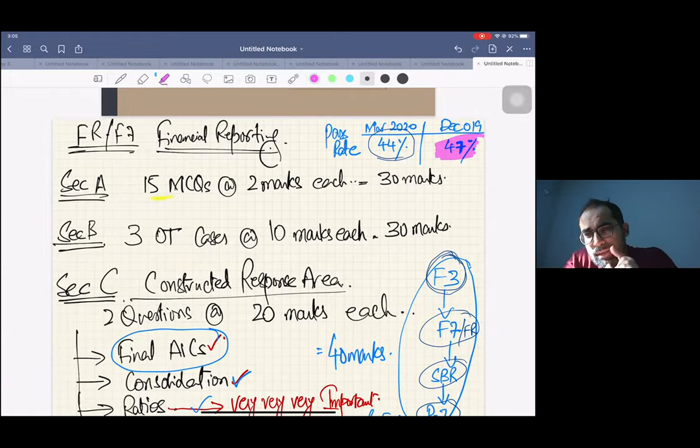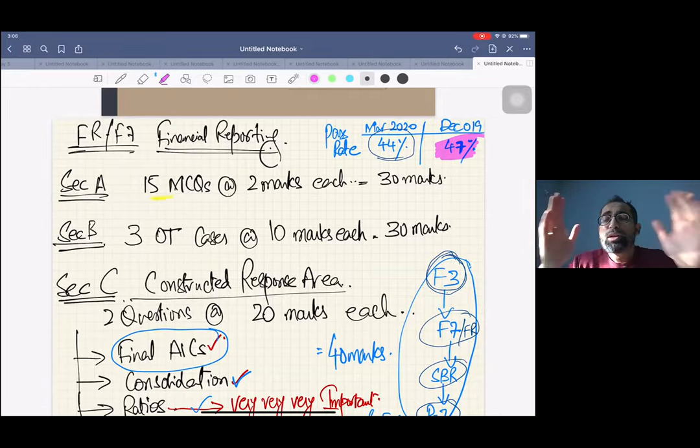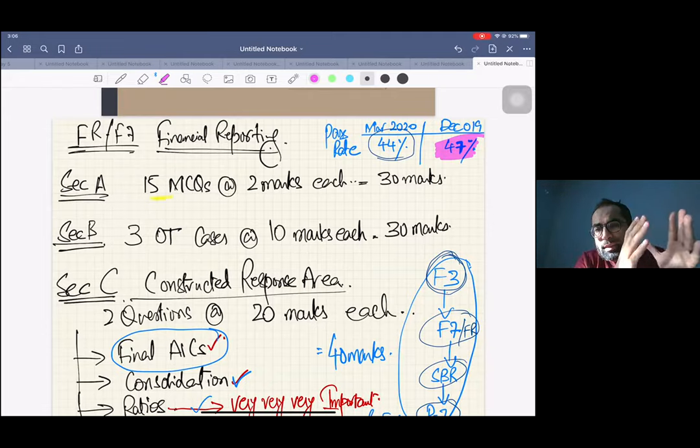Normally this passing rate is highest in part two, the skills module. If you compare with other papers, there are papers like F5 PM, where the passing rate is 30% or 35%, and the F8 AA audit paper, where the passing rate is almost 37% or 38%. So comparatively, the financial reporting passing rate is excellent. That's an opportunity for you to clear. Because of this good passing rate, students normally opt for this paper as the first paper of the skills module. After completing ACCA part one, the foundation level, they directly opt for F7 financial reporting.